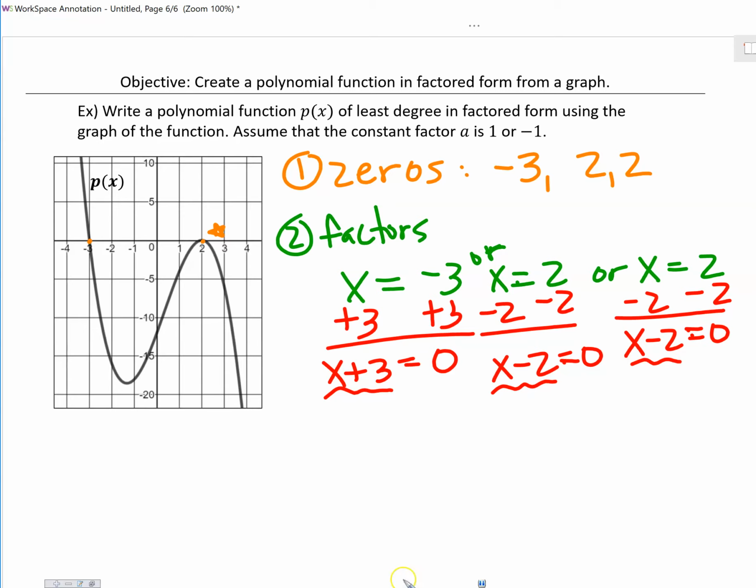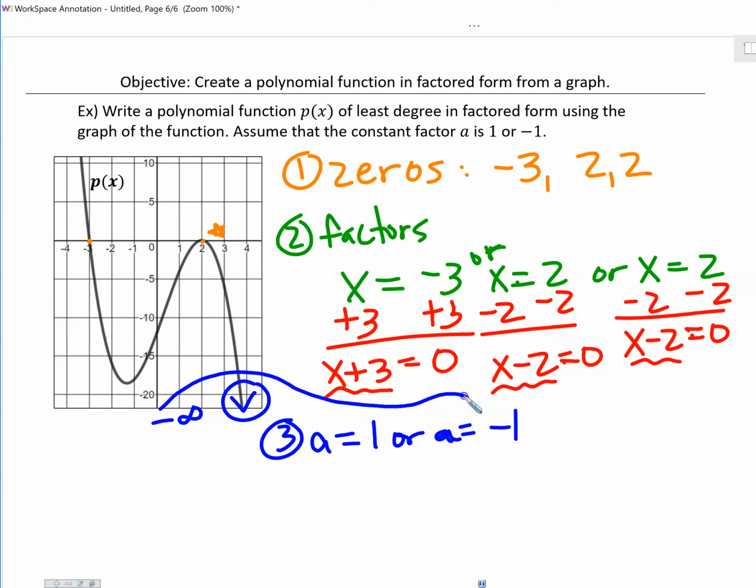Now I want to figure out what my a is. Is my a equal to +1, or is it equal to -1? I can do that by focusing on the right end. My right end is here, and it's heading down to -infinity. So that means that we're going to have -1 as our a value this time.